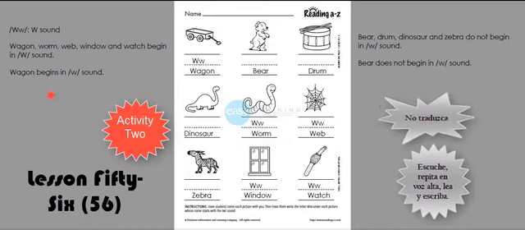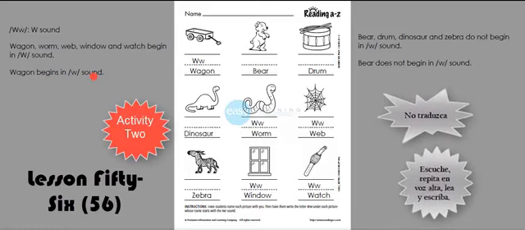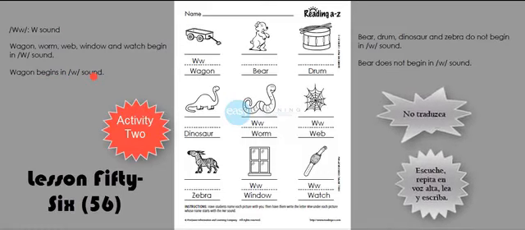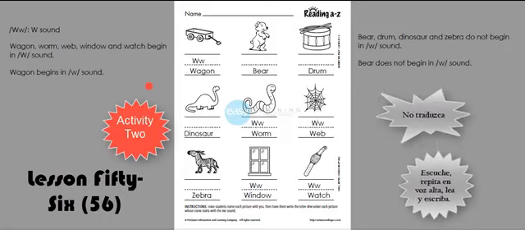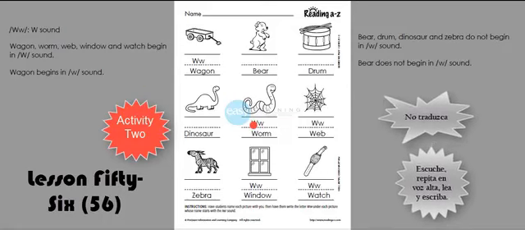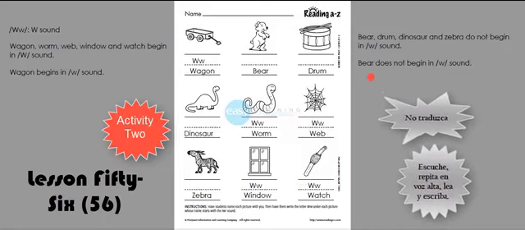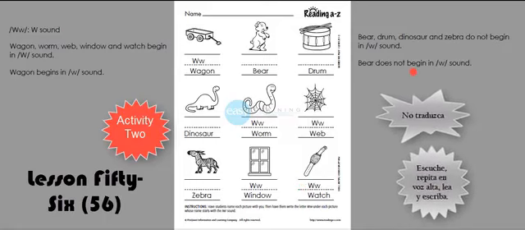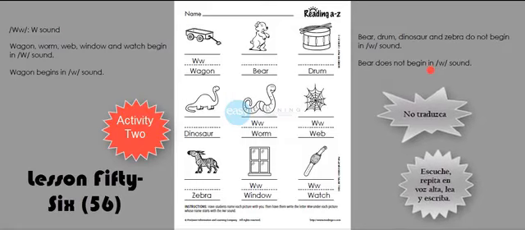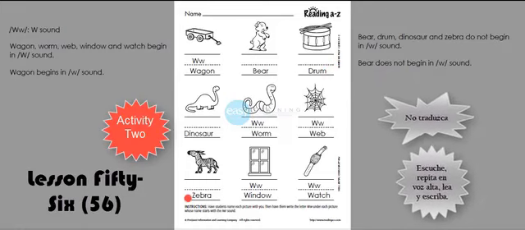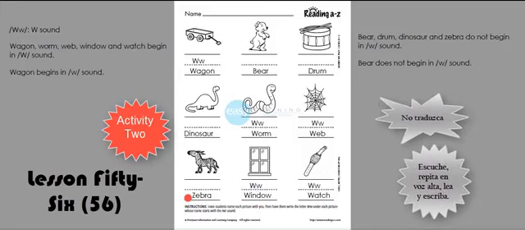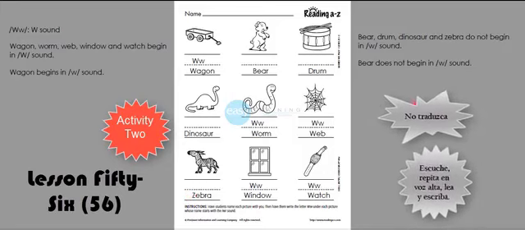Here, wagon begins in W sound. Worm, web, window, and watch. And here, on this side, bear does not begin in W sound. Drum, dinosaur, and zebra. Is that okay? Now let's turn to the next activity.